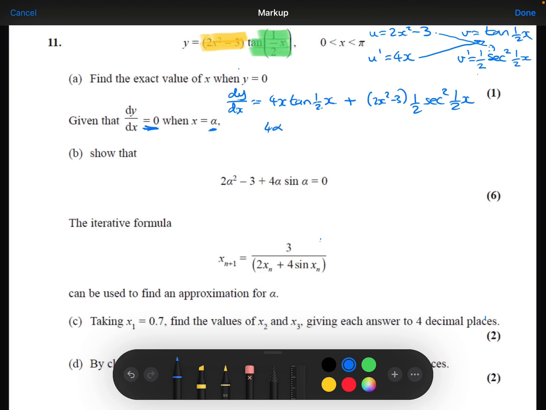So 4 alpha tan half alpha plus a half, 2 alpha squared minus 3, sec squared half alpha equals 0. Right, I need to make this equation look like this equation. First thing I'm going to do is get rid of this half fraction there, so I'm going to multiply each term through by 2. If I times this first term by 2, that would become an 8. And obviously timesing the 0 by 2 will still be 0.